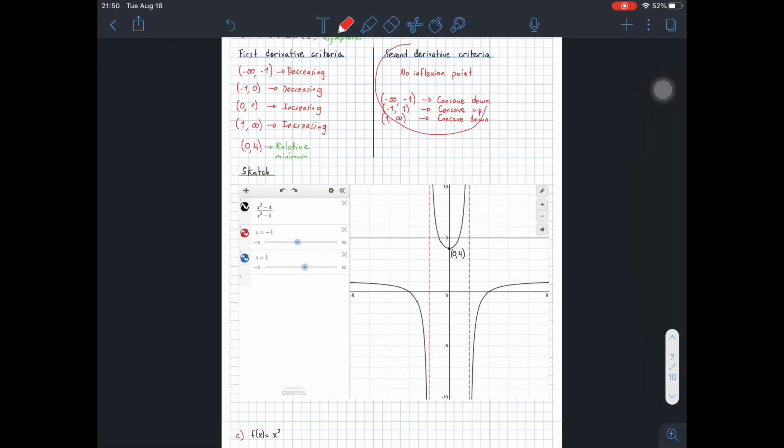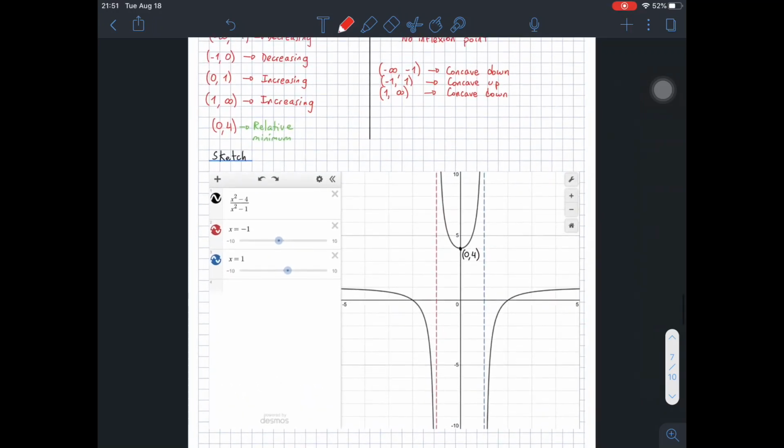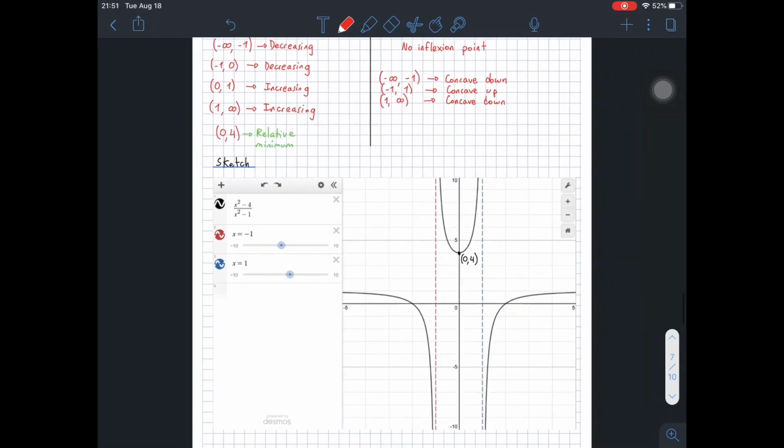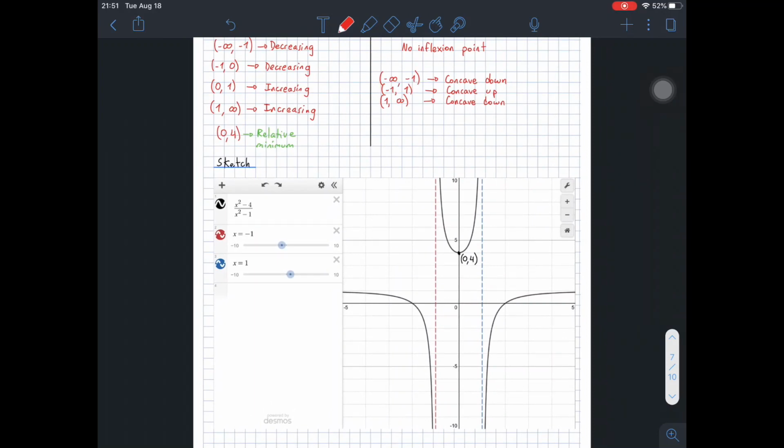Then, if we analyze the second derivative criteria, we got that there was no inflection point, but we got intervals where the function is either concave up or concave down. So, from -∞ to -1, we got that the function is concave down. And yes, it is concave down because the function is bending downwards, right? It's going down, and at the same time it's also bending downwards.